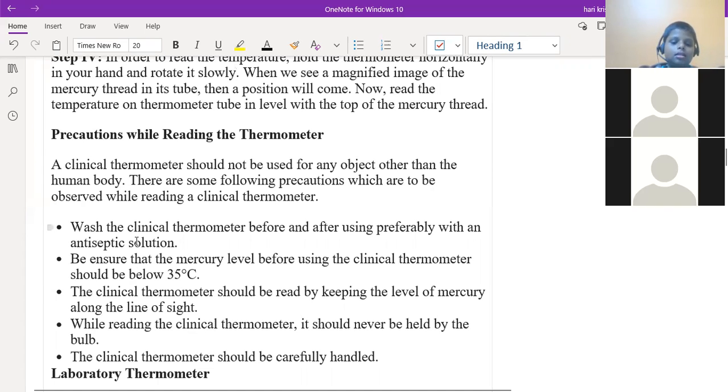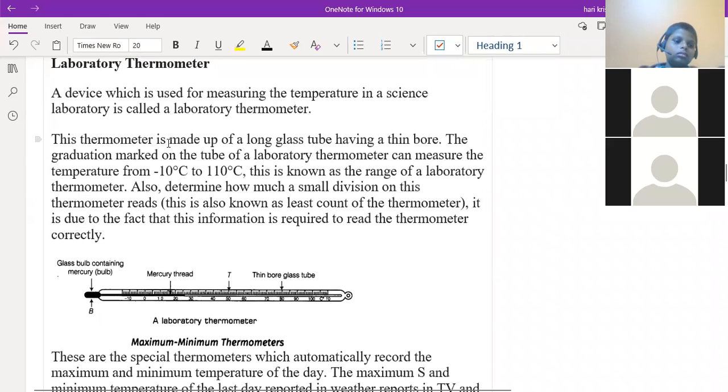The fourth point, when you're reading the clinical thermometer, you should not hold it by the bulb, sir, because our hand temperature may be different and it can change. Very good. When you hold near the bulb region, it may change the temperature based upon our hand temperature. So we should not hold the thermometer at the bulb region. The last one, you should handle it very carefully. So that's all about the clinical thermometer, which is used only for the human body.